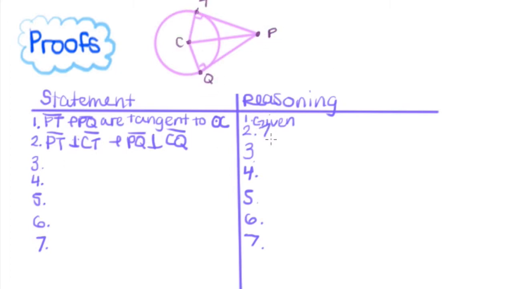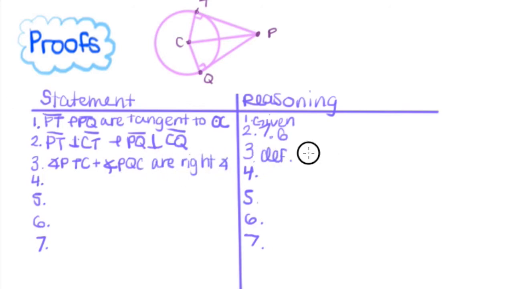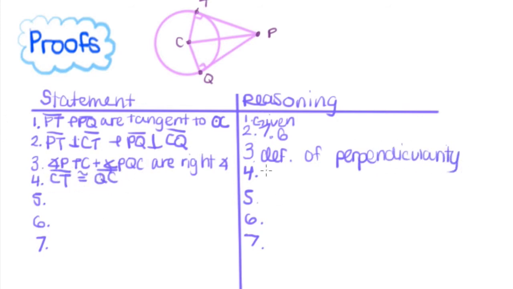Next, angle PTC and angle PQC are both right angles, which is the definition of perpendicular lines. CT is congruent to CQ because all radii of a circle are congruent. CP is congruent to CP because that's reflexive.